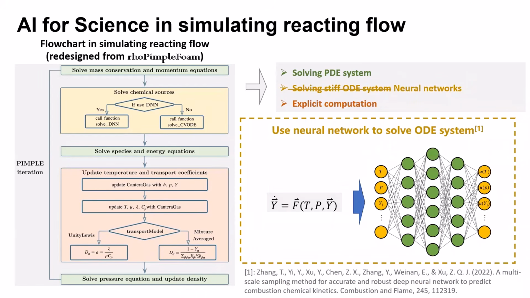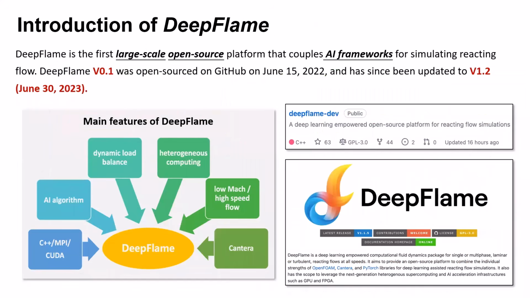To focus on this hot spot, our partner team, led by Professor Tianhan Zhang and Zhiqin Xu, produced a method called DeePODE, which can use a neural network to solve the ODE system. This is the article for more detailed information. Now we do not need to solve this large ODE system, but we only need to train and do inference with these neural networks. But how to use this AI for science method in simulating reactive flow?